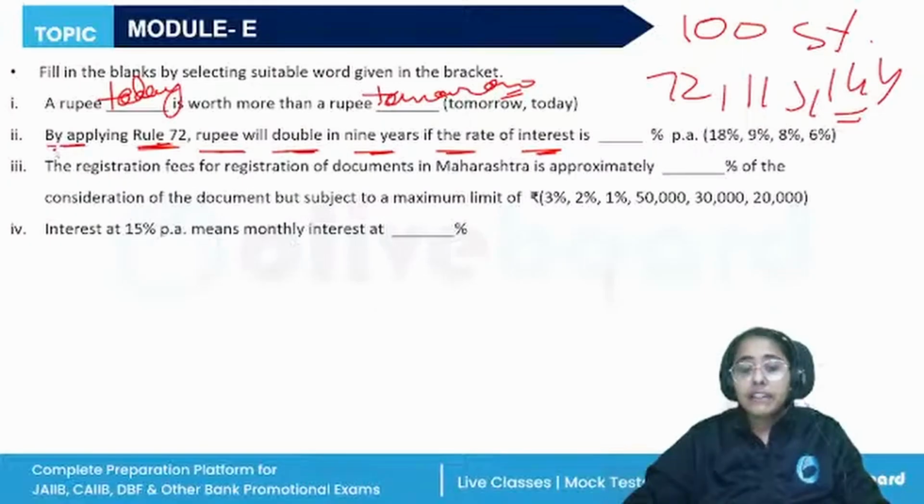Right? And if we are talking about 9 years, then you can guess the correct answer now. Calculate and guess the correct answer. Simply, in Rule 72, we divide 72 by 9, and the correct answer will be 8%.